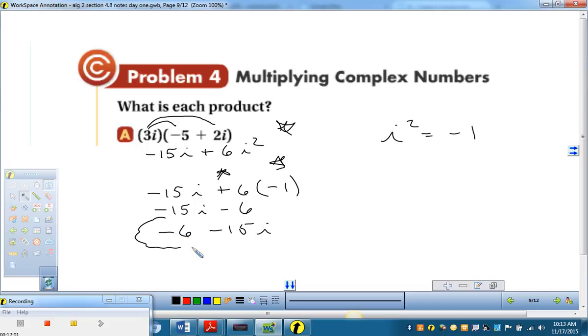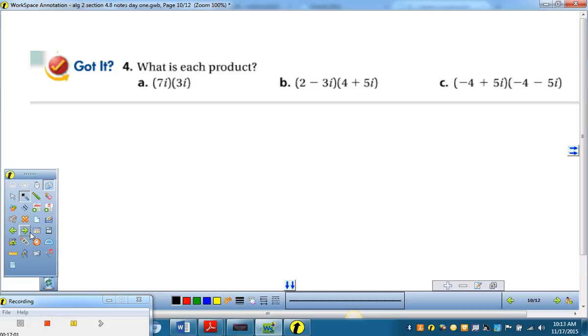Do you have to do all? No. Wait, what just happened? i squared is negative 1. Remember we said i was the square root of negative 1, so i squared is negative 1. Okay? So if there is an i squared in your answer, you are not done. You need to replace that i squared with negative 1. All right.